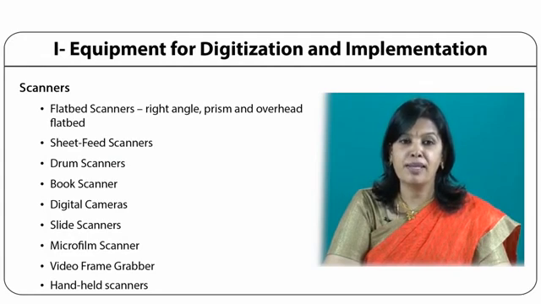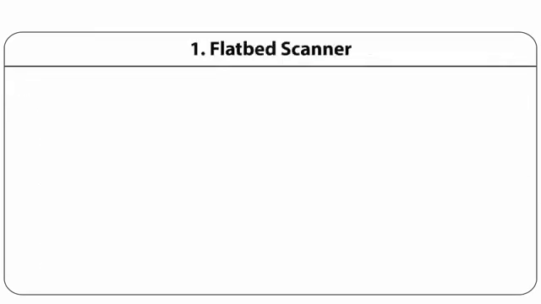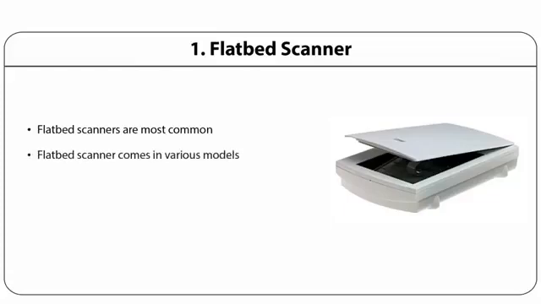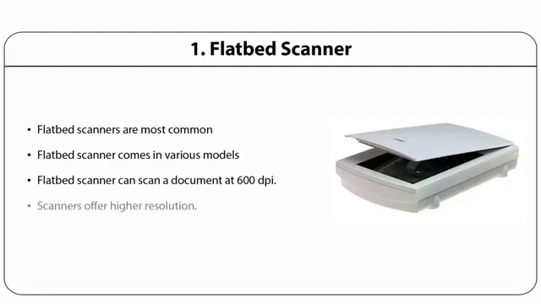First equipment is scanners. There are various types of scanners available nowadays. Let us see them one by one. First one is the flatbed scanner. Flatbed scanners are the most common and widely used scanners. Nowadays, flatbed scanners come in various models like right angle, prism, and planetary or overhead to handle bound volumes and books. A flatbed scanner can scan a document at 600 dpi. Many flatbed scanners offer high resolution.